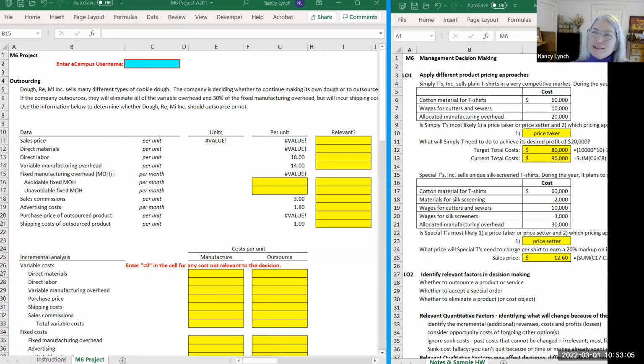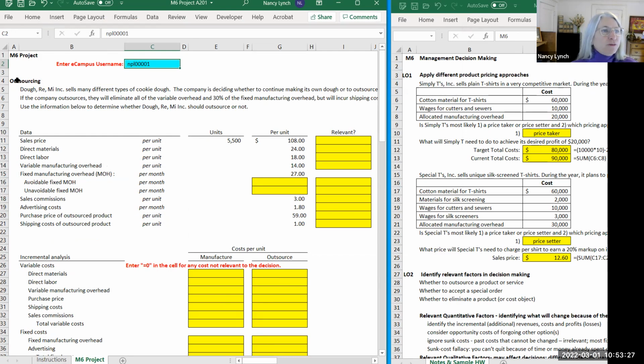Can't stress this enough, always read your instructions, and in doing that, you'll see all these values go away once I enter my username. Always no capitalizations, not your student number, just your username that you use to sign in with eCampus, but with no capitalization.